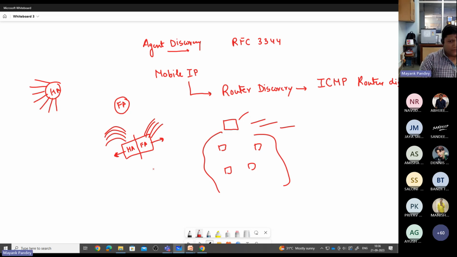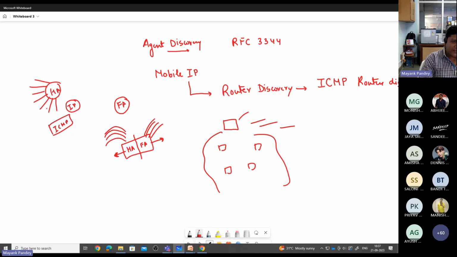Now, just tell me one question. Why are these advertisements necessary? Why are these periodic advertisements necessary? So there might be new mobiles in the area, which are arriving or which are leaving. Yes, sir. Now, obviously, these are ICMP messages which are encapsulated within IP messages.